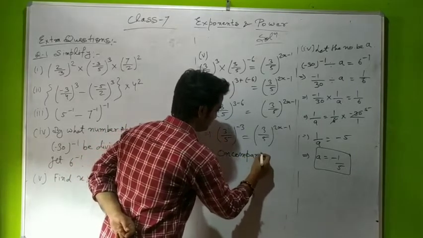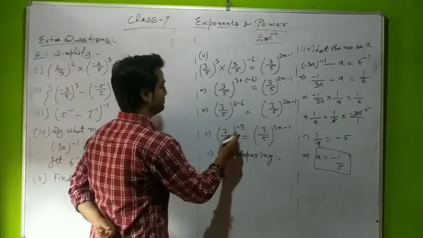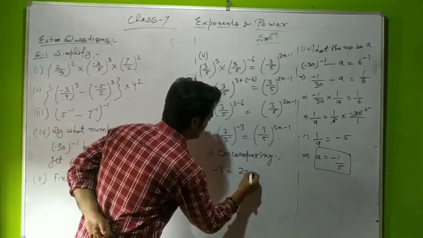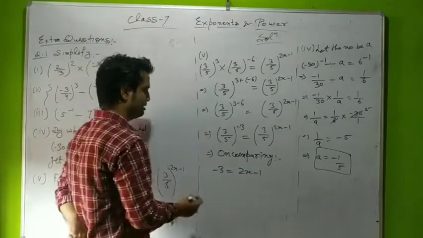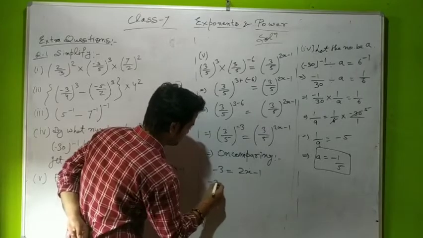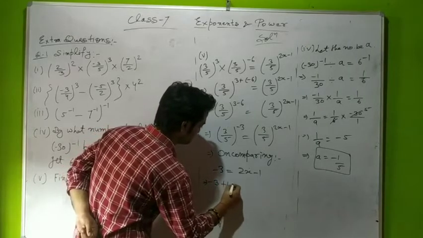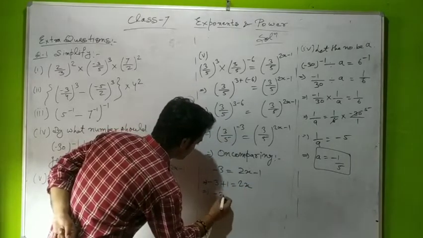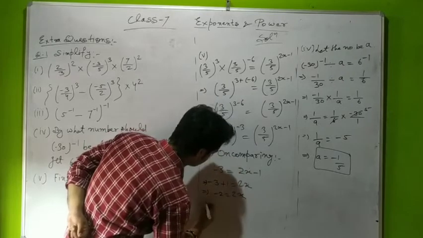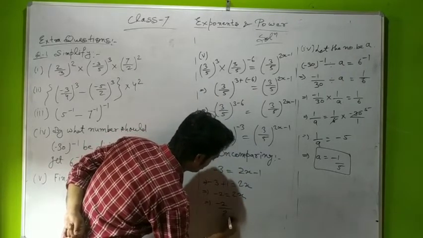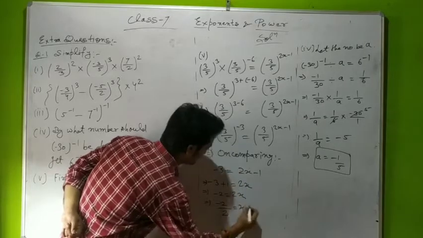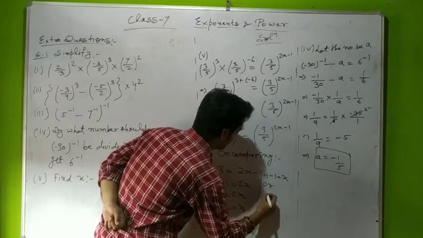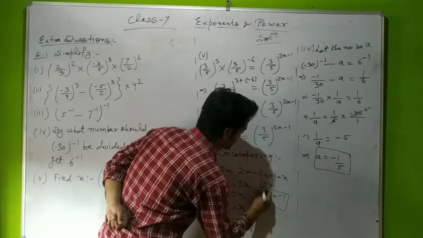okay, now we will compare here that when bases are same, then powers are also equal. So we get what? Minus 3 equals 2x minus 1. Minus 1 sent to the LHS. So it gives us what? Minus 3 plus 1 equals 2x. Minus 3 plus 1 gives us minus 2 equals 2x. So minus 2 upon 2 equals x. That is minus 1 equals x, or we can write it as x equals minus 1.